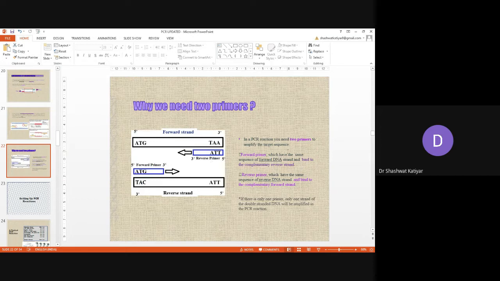In a PCR reaction, the forward primer has the same sequence as the forward DNA strand and will bind to the complementary reverse strand. Whereas the reverse primer has the same sequence as the reverse DNA strand and binds to the complementary forward strand. So these are the two primers. Basically, we need a forward primer and a reverse primer in PCR.